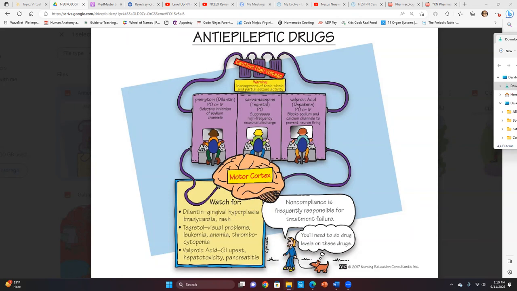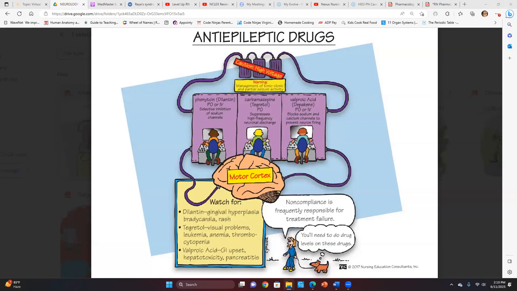Seizure precaution: if they have any tight clothing, you have to loosen it. Make sure the environment is free from anything that will injure them. And keep a time sheet of how it happened, the time limit and everything.